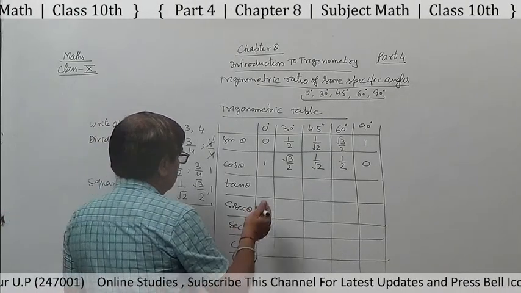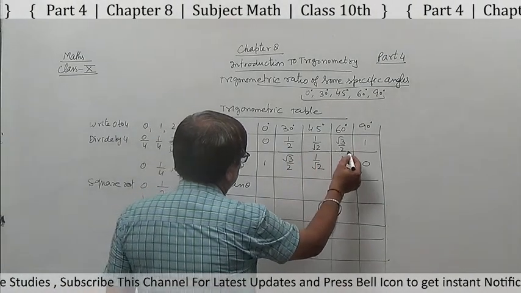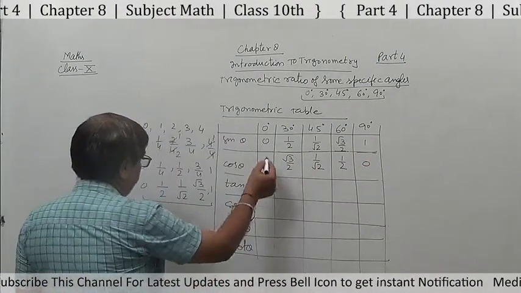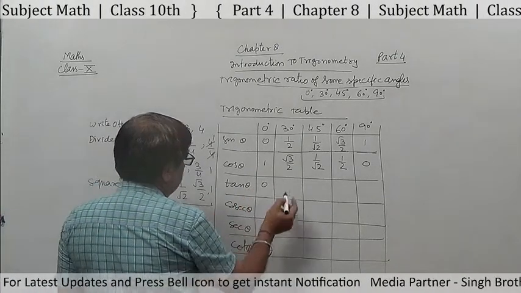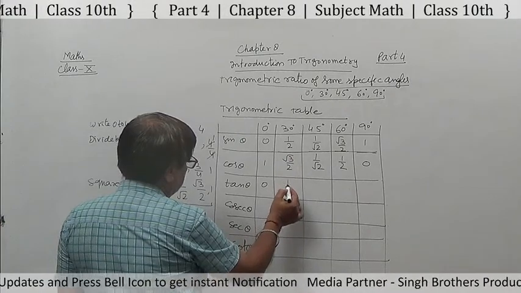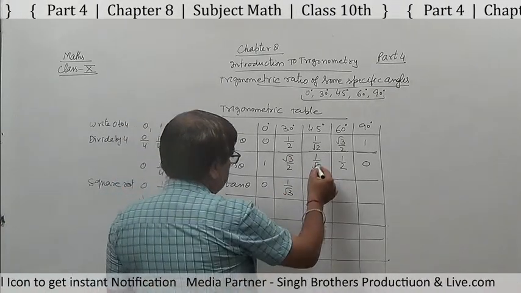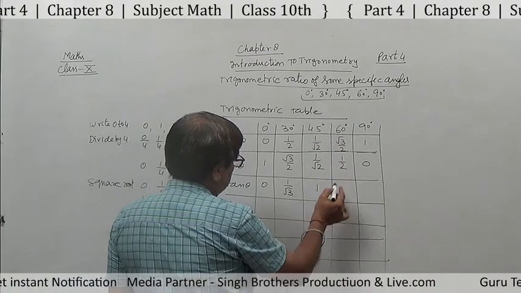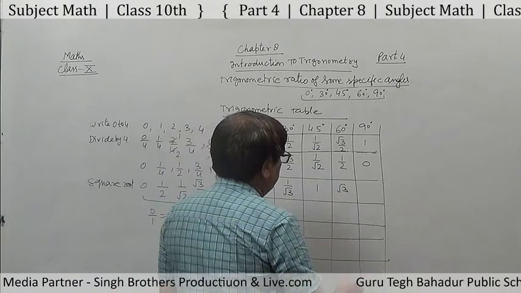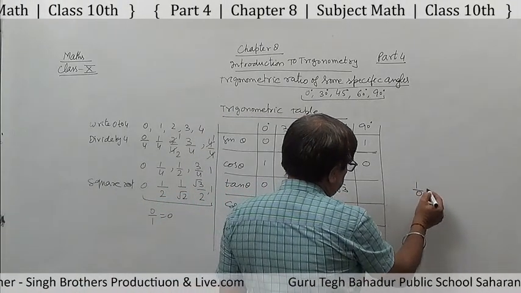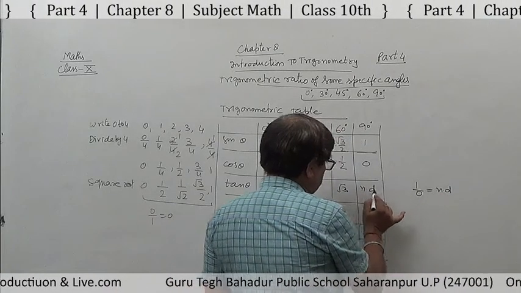Now tan. In case of tan, we will divide sin upon cos. That is 0 upon 1, that is 0. Then 2 and 2 cancel, it becomes 1 upon root 3. Then 1, 2 and 2 cancel, that is root 3. And this is 1 upon 0, that is not defined. It is written as not defined.